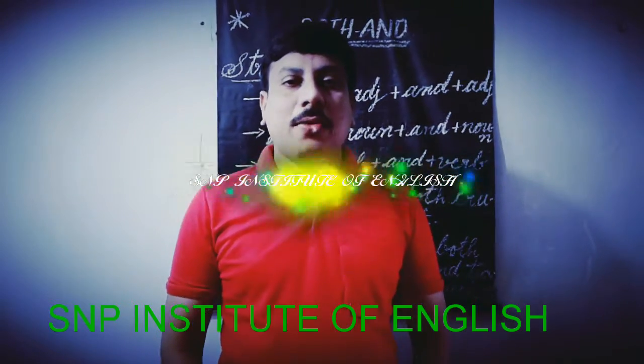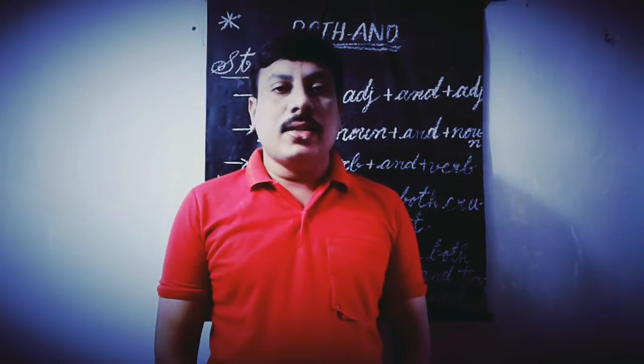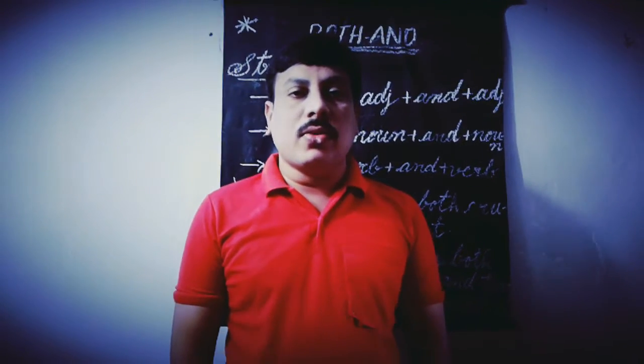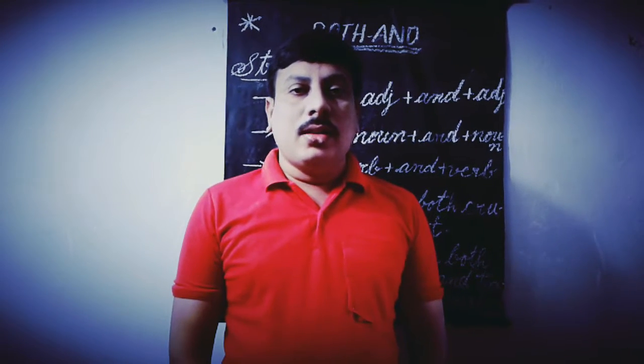Hi everybody, now I would like to teach you about the correlative conjunction both and. How to use the correlative conjunction both and in sentences, let us learn in this session very clearly. This paired conjunction is also called a correlative conjunction. Already we have known it. Now let us learn regarding this conjunction very clearly.